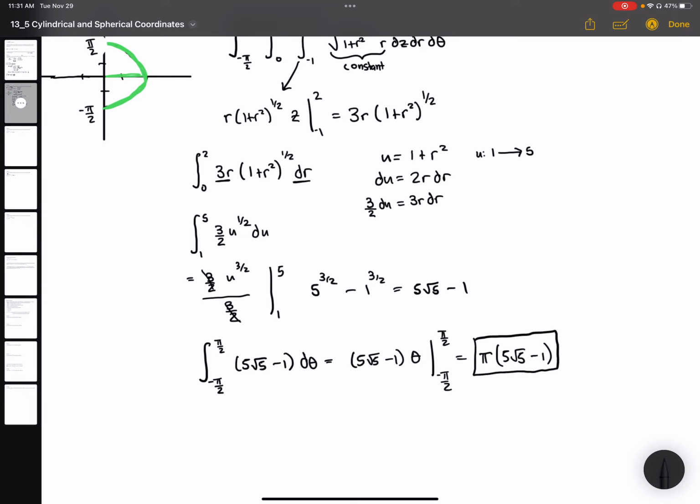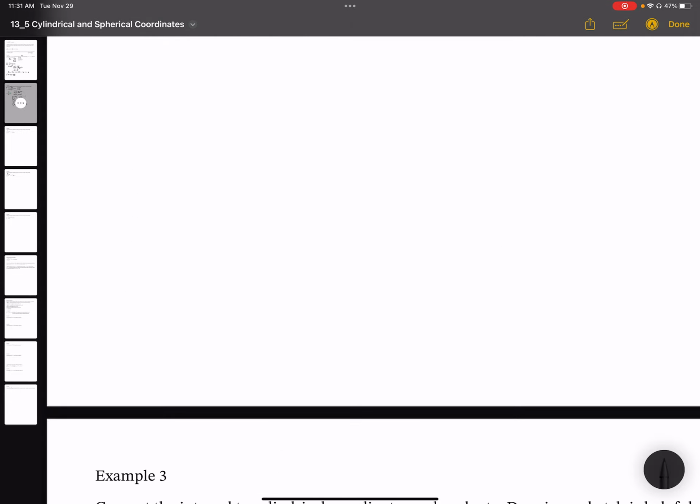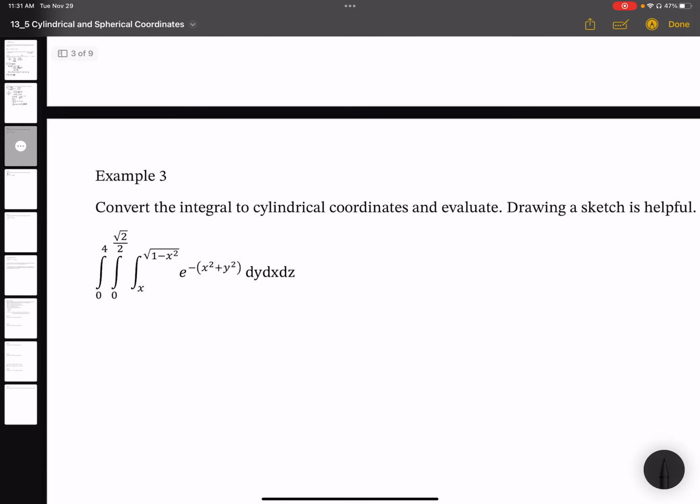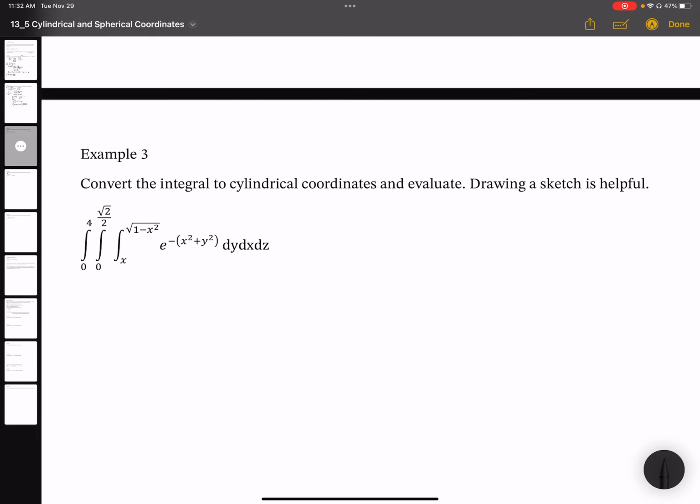So again, what this will represent is the mass of this object that has a variable density, and the density is just determined by this function. That's one way to interpret that. For example 3, these all kind of work the same. Just be aware of that. They all kind of function the same way.